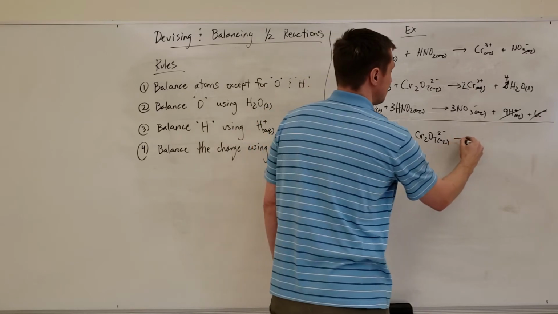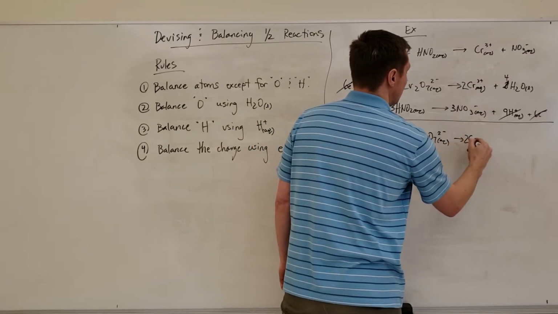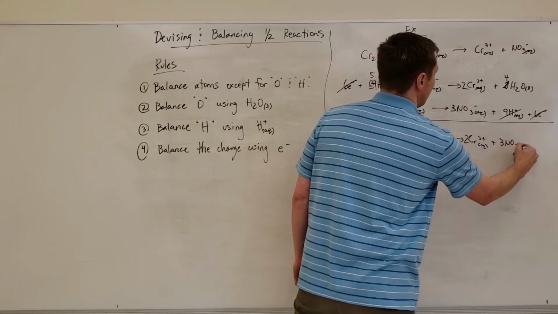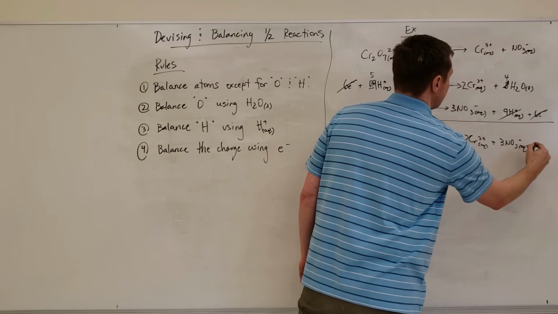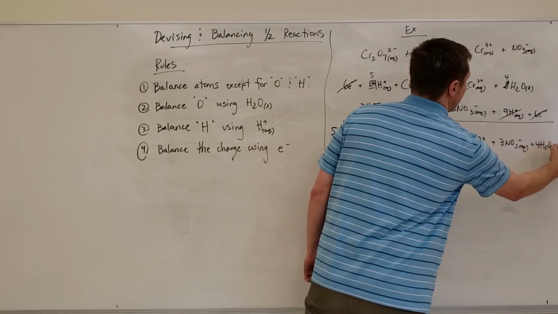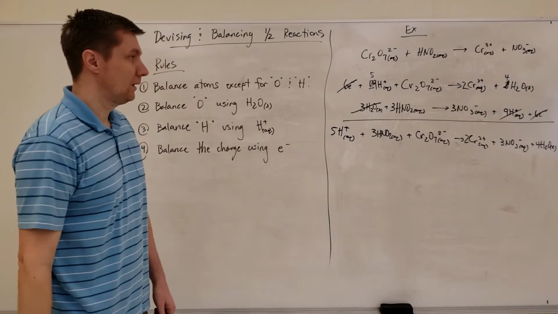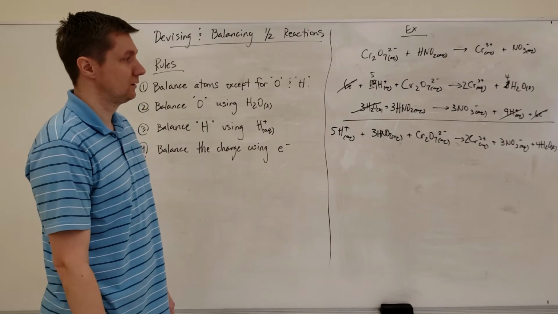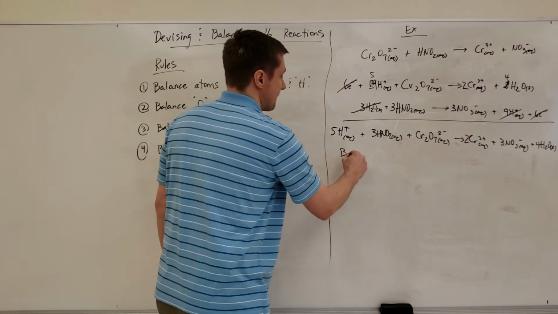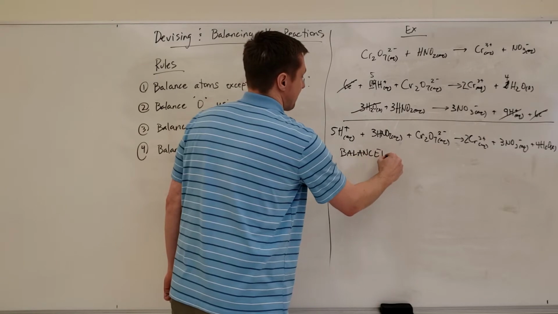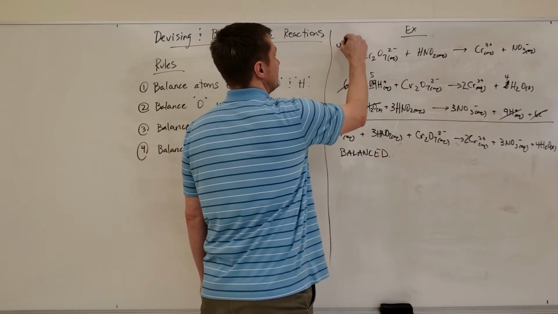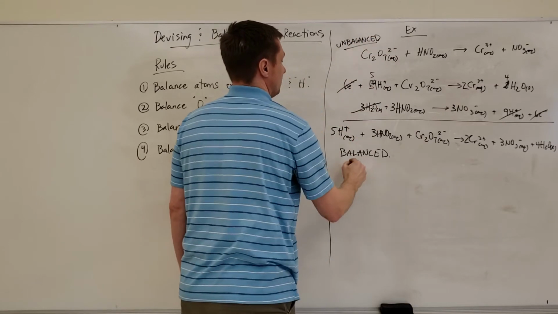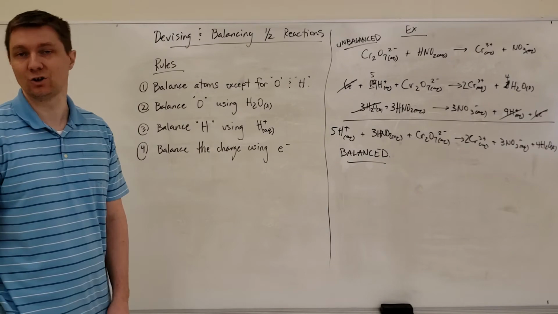plus Cr2O7 2 minus aqueous turns into 2Cr3 positive aqueous, 3NO3 minus aqueous and 4 water. And that's my balanced redox reaction here, from my unbalanced redox reaction that I started with up above.